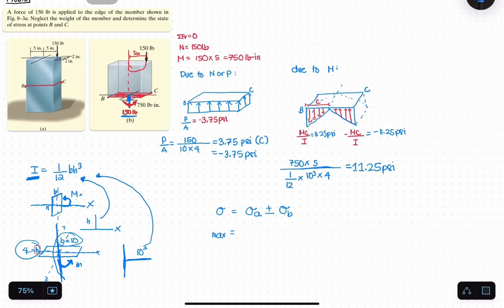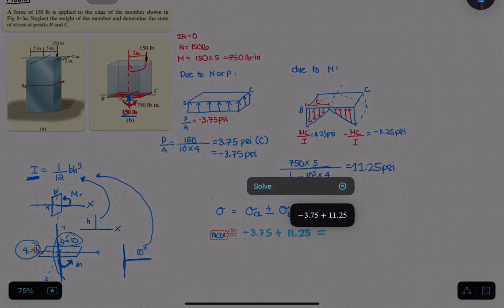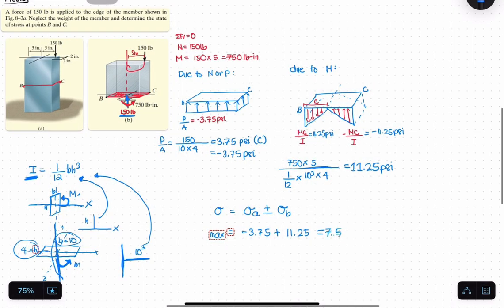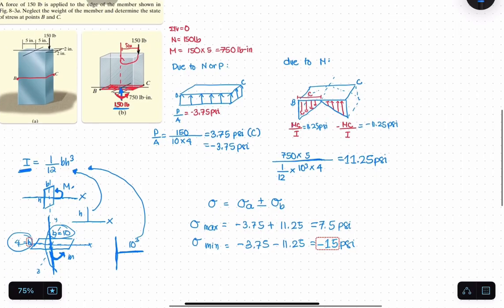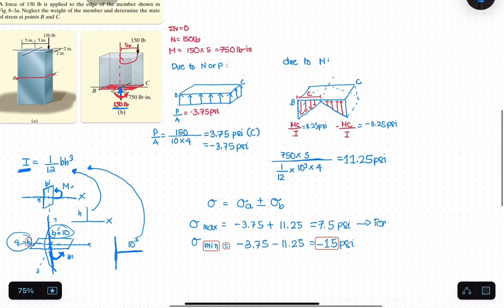And lagyan ko na lang ng value, that will be negative 3.75 plus 11.25 psi equals 7.5 psi. Okay, then minimum negative 3.75 minus 11.25, and that is equals to negative 15 psi. Okay, so negative 15 psi, so this is in tension to, and then this is in compression.